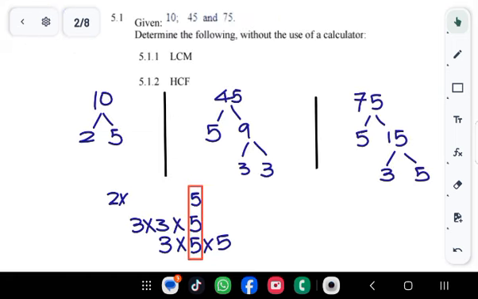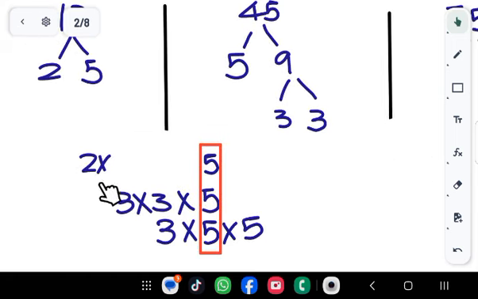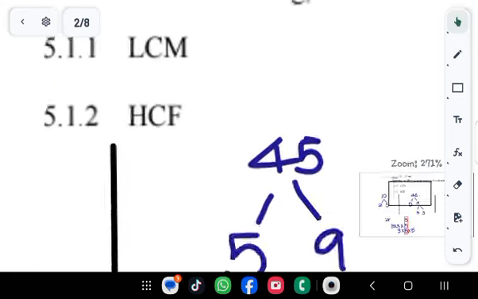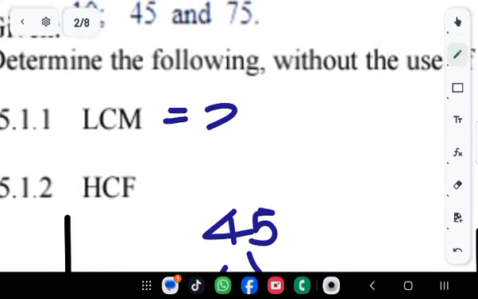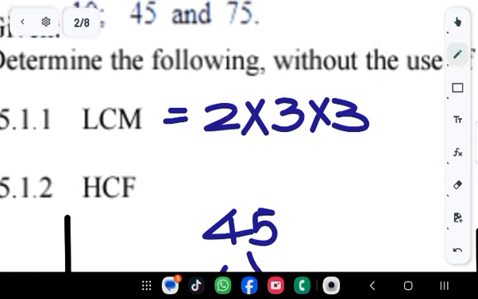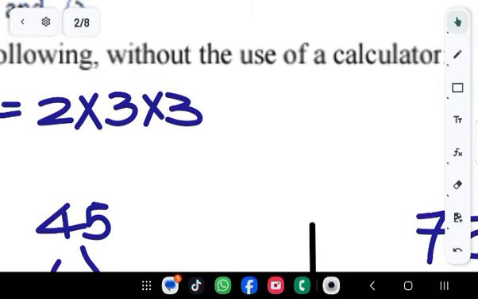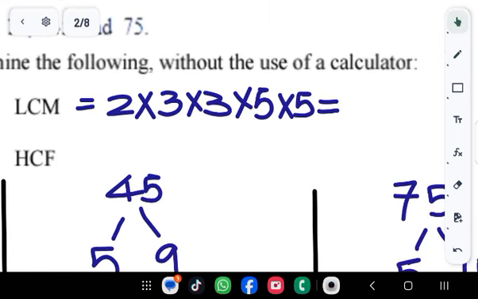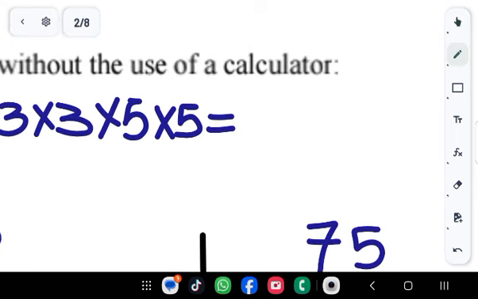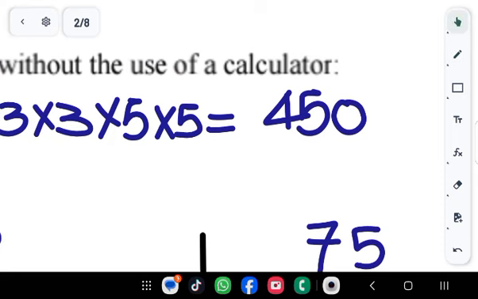So to find the lowest common multiple, that will be 2 times 3 times 3 times 5 times 5. So that helps us figure out what numbers not to repeat. So that's 2 times 3 times 3 times 5 times 5, and that gives us 450. 450 is the lowest common multiple.